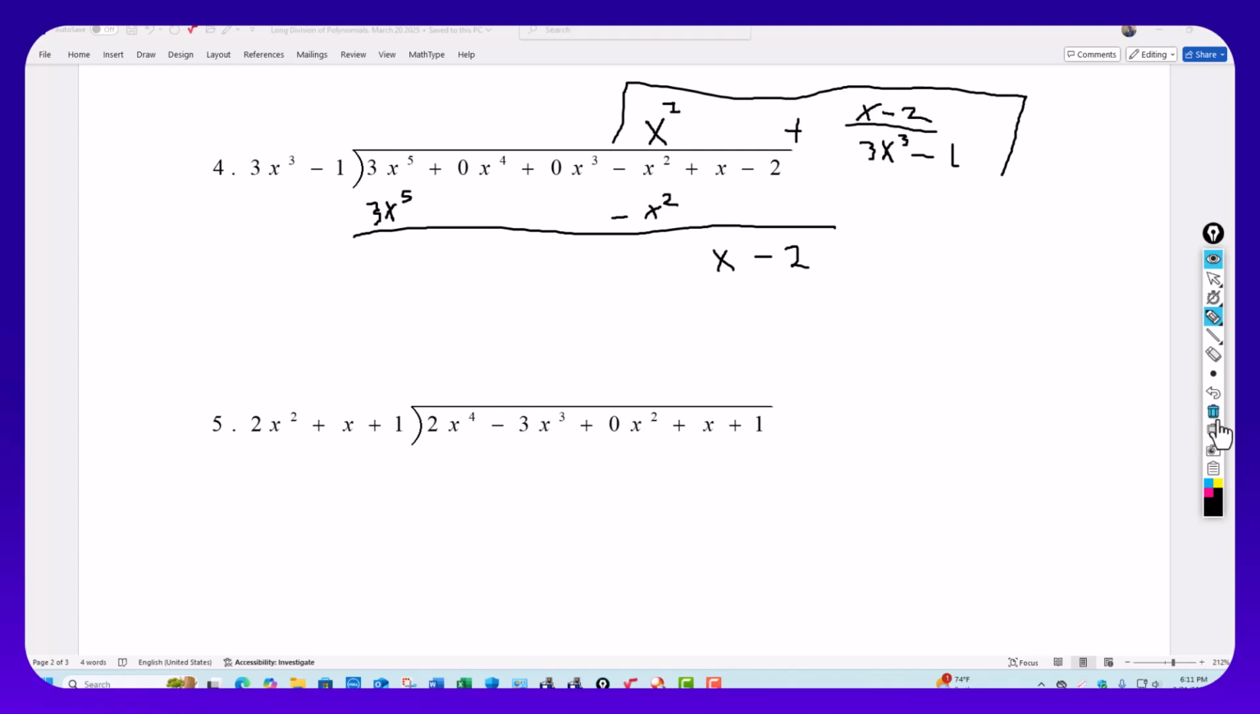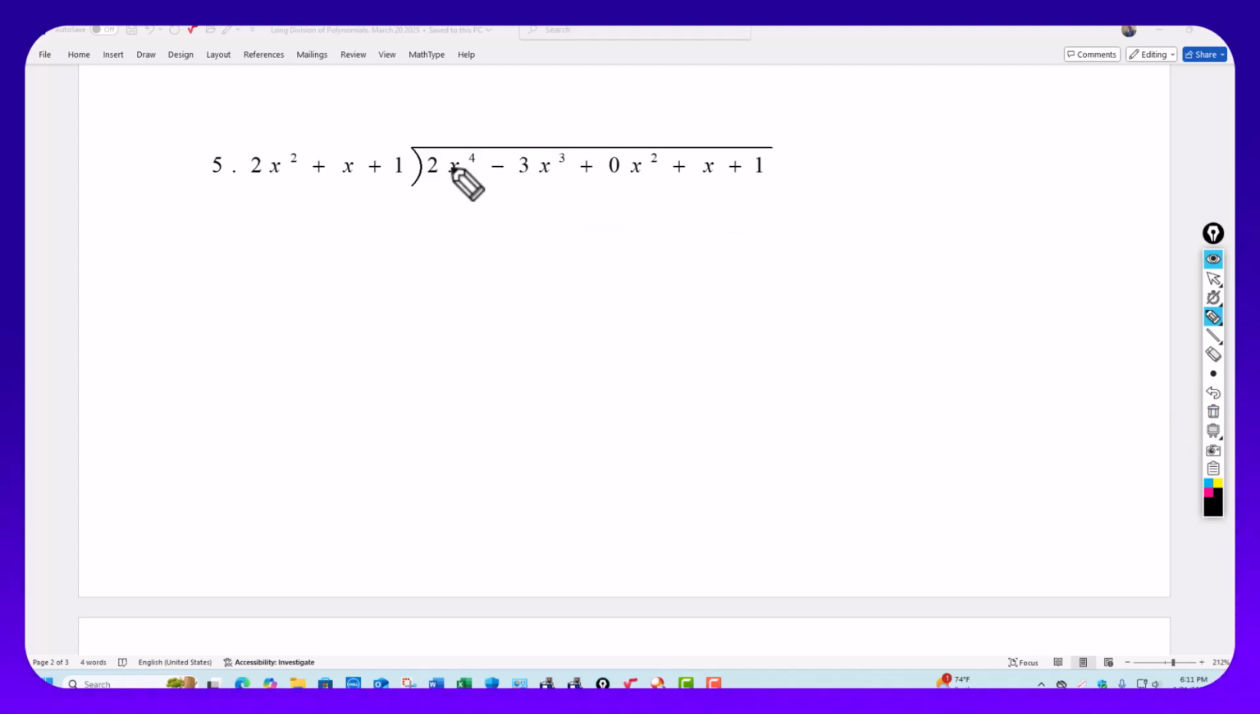Okay, for the next one, again, I have the dividend in descending powers. I had an x to the fourth term, x to the third. I didn't have a square term, so that's why I have a 0 there, and then an x term I did have, and the constant. And then we have a trinomial, so we're dividing by a trinomial.